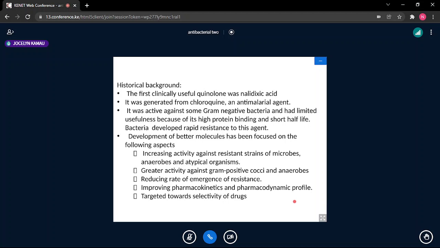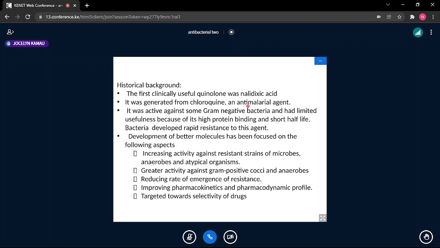The historical background: I don't want to be very loud because of my throat. The first clinical use for quinolone was nalidixic acid. I don't know whether you have heard of nalidixic acid. Nalidixic acid is mainly used as a urinary antiseptic because it has a very narrow spectrum of activity. It was generated from chloroquine, an antimalarial agent. It was active against some gram-negative bacteria and had limited usefulness because of its high protein binding and short half-life. Bacteria developed rapid resistance to this agent.